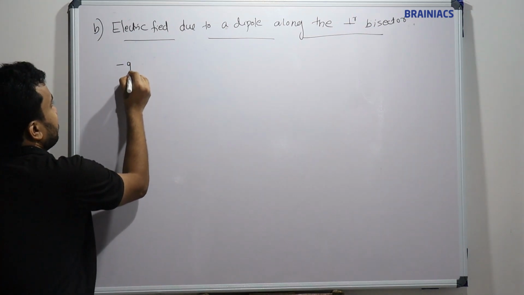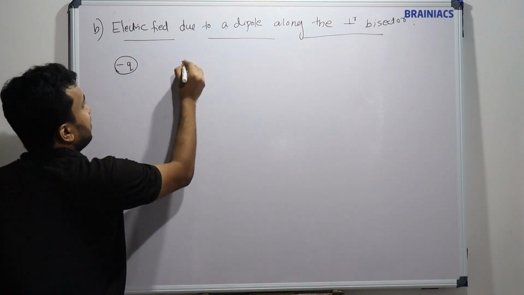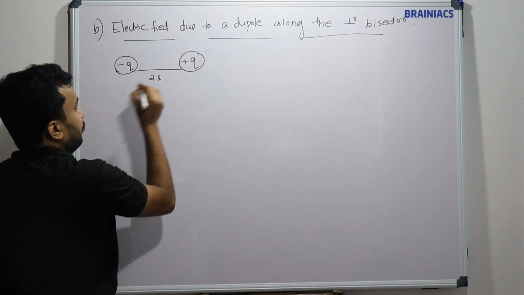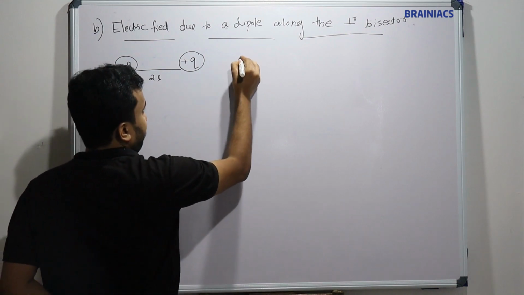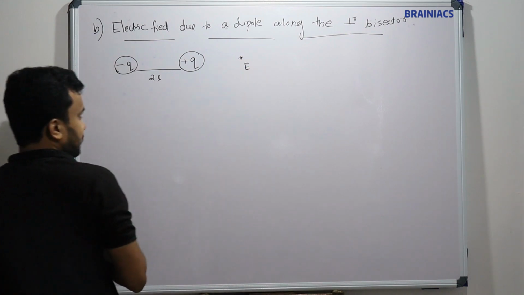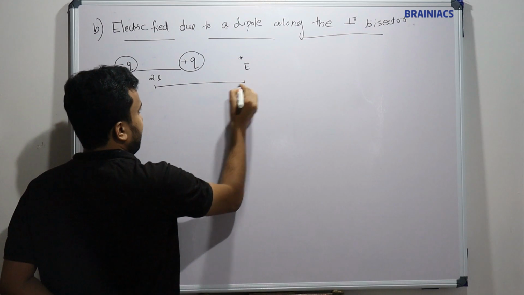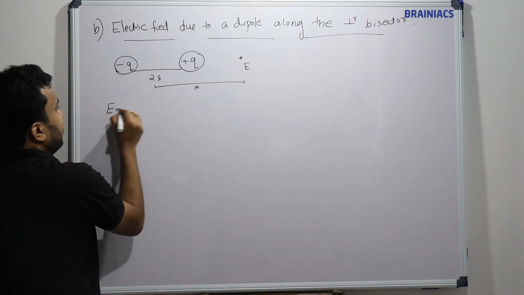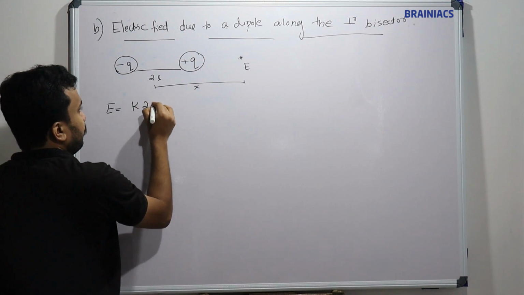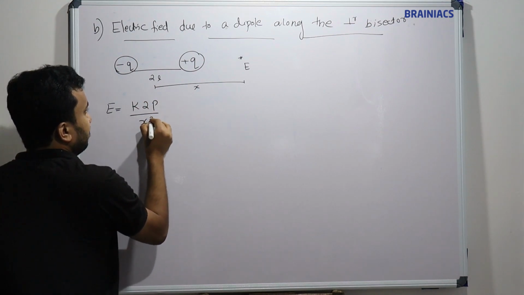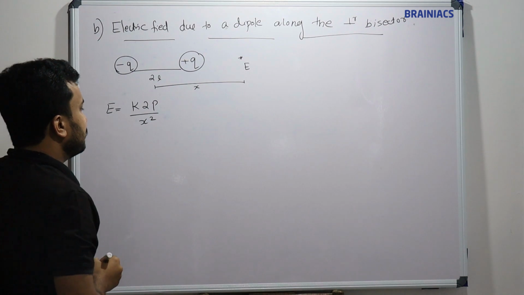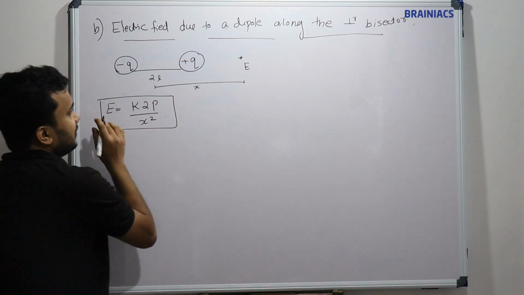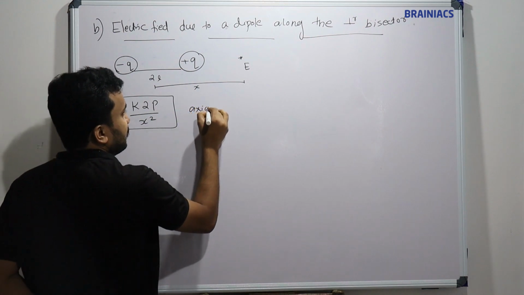If we have two charges, minus q and plus q, separated by a distance of 2L, we are going to find the electric field intensity at a point at a distance of x meters away. We learned the formula E equals K into 2P divided by x cube. This is along the axial position.